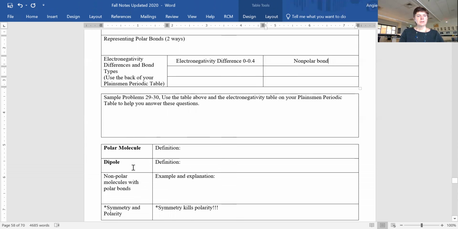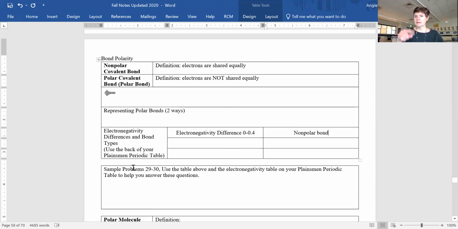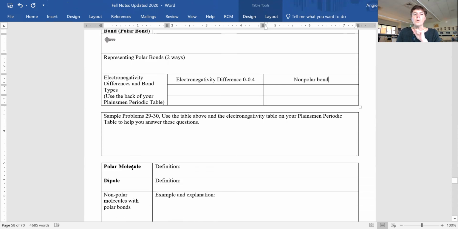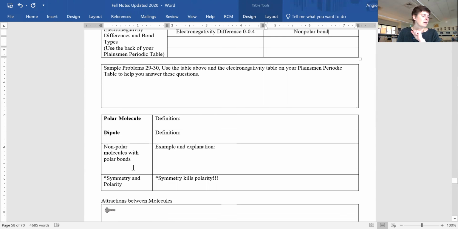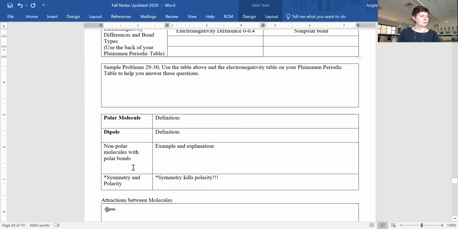All right, the next thing we're going to look at now that we've talked about how to determine bond polarity. Remember, polarity of a bond is determined by looking at the different atoms that are on either side of the bond. Now we're going to talk about what that means for a whole molecule. We have a polar molecule if we have a slight negative end and a slight positive end of the whole molecule. That is kind of the same thing as a dipole. A dipole refers to a molecule that has two poles, partial positive, partial negative.